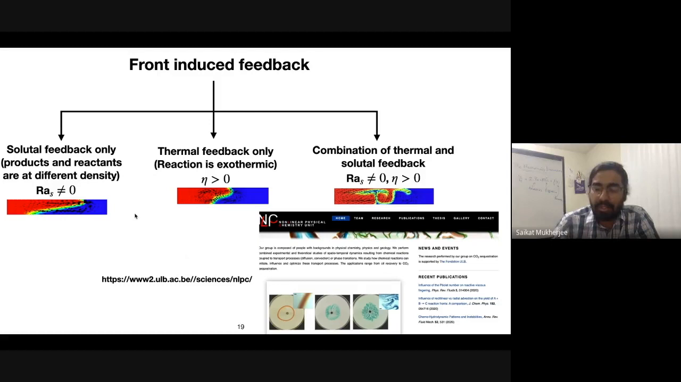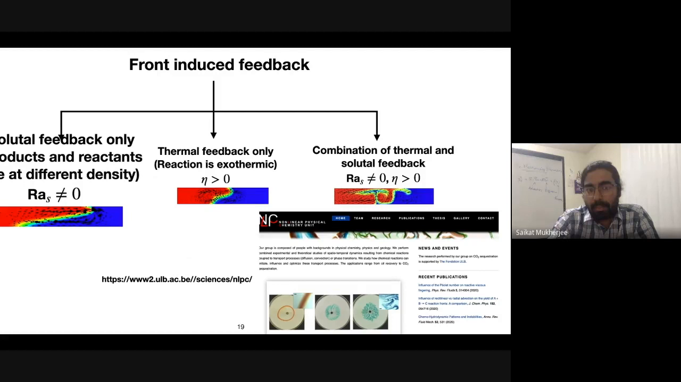But moving on, first I'm going to talk about solutal feedback, where the products and the reactants in the chemical reaction vary in density.